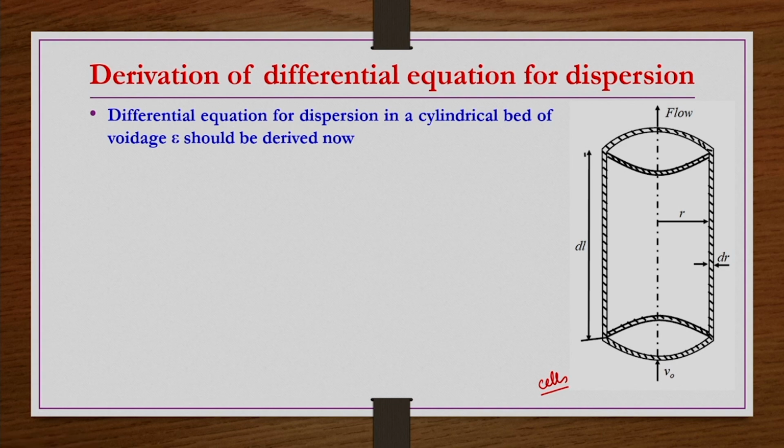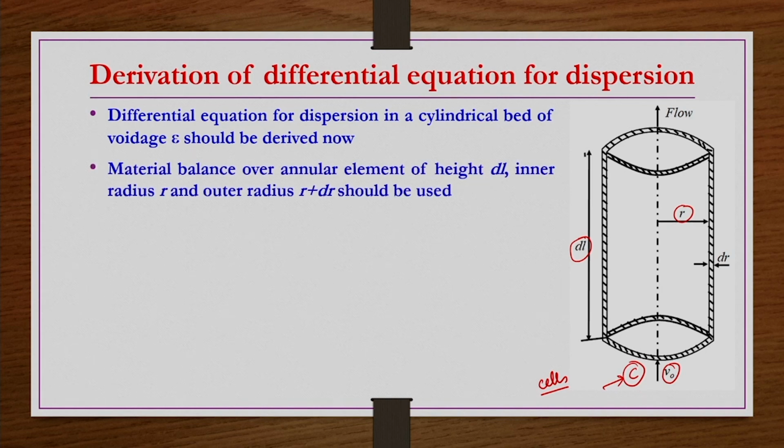The height of this cell is dl, the inner radius of the cell is r, and the outer radius of the cell is r plus dr. So, the thickness of the cell we can take as dr. The fluid is entering at V0 velocity at the bottom and then leaving from the top. The concentration of the material that is entering is C. How this C varies because of the dispersion is what we are going to derive mathematically, right.